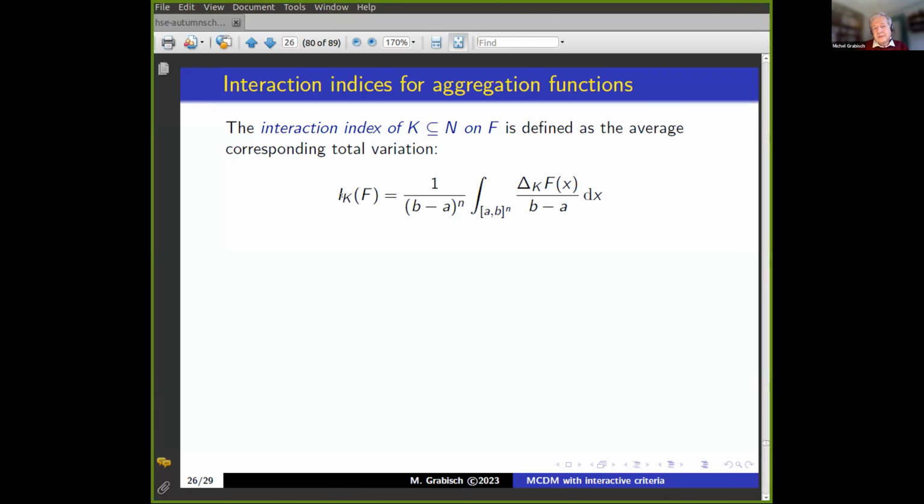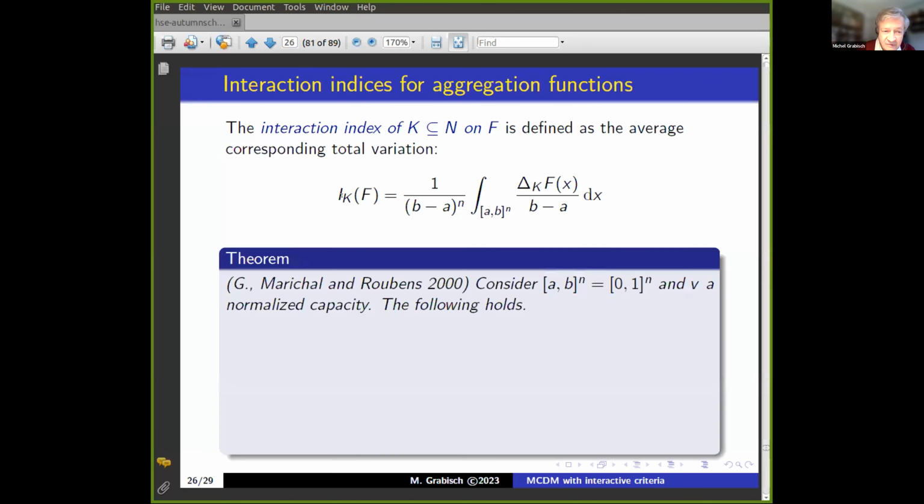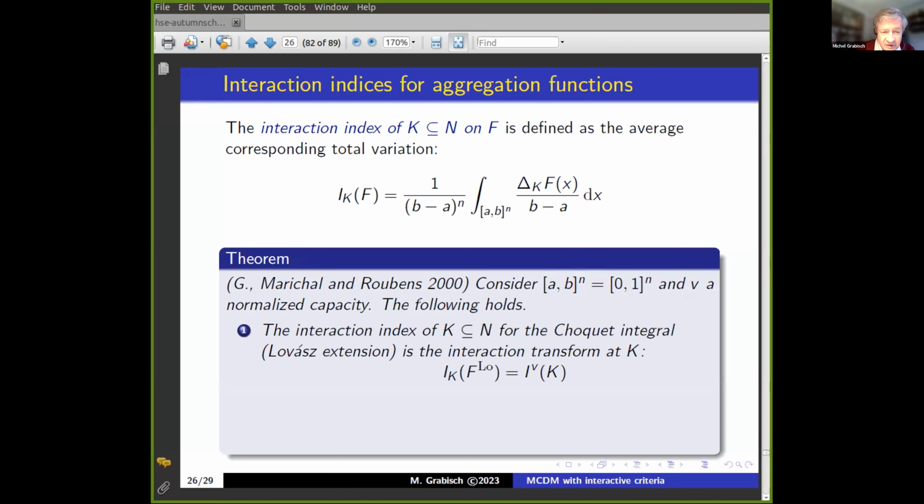So apparently this has nothing to do with the previous story. But what is interesting and even fascinating is that the two definitions coincide, because the interaction index we have defined with respect to the capacity is exactly equal to the interaction index for the Choquet integral in this sense. So the two definitions coincide: Choquet integral here and interaction index for capacities.